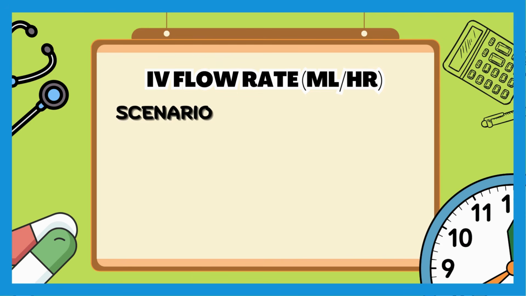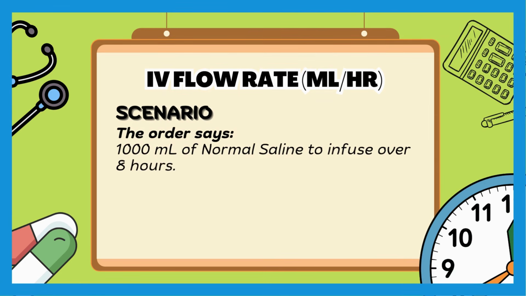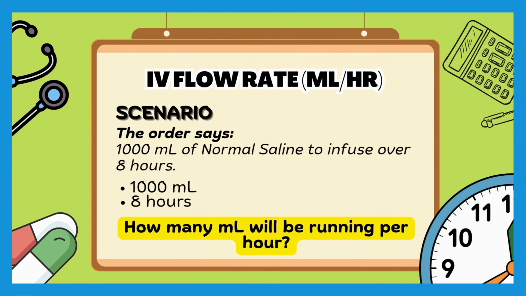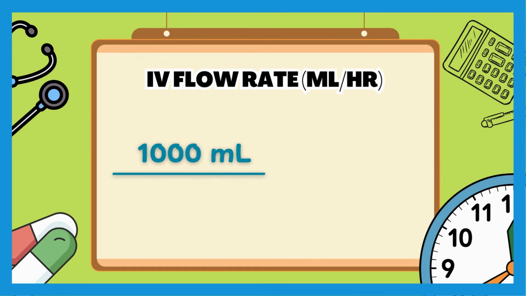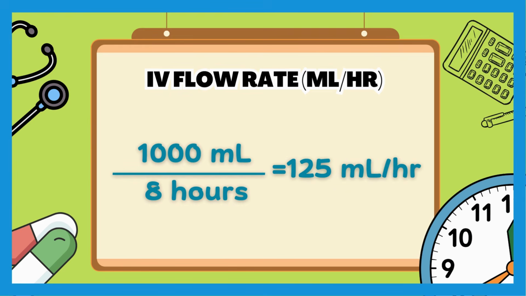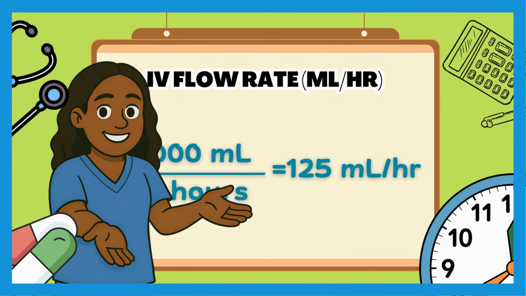So here is our scenario for today. Here is your order. 1,000 ml of normal saline to infuse over 8 hours. So you have 1,000 ml of normal saline, you want to give it over 8 hours. How many ml will be running per hour? Very simple. Take the ml, that is your total volume, over the number of hours, and that is 8 hours. So I have here 1,000 over 8, and that will give you, that's correct, 125 ml per hour. So that's it for IV flow rate. Very simple, very straight to the point.